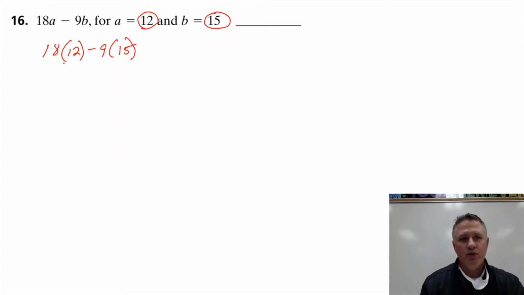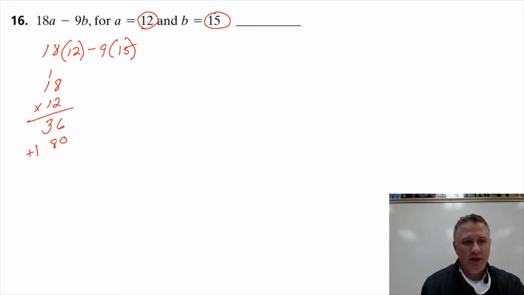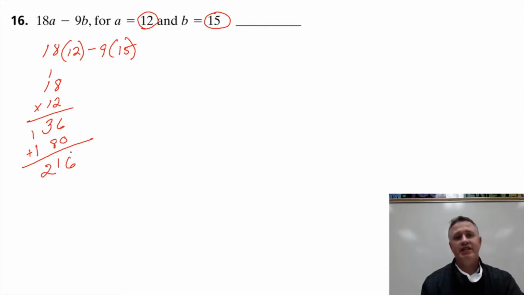So here, I have a little bit of work to do here. 18 times 12. I'm going to do that on the side. Line up my place values, 8 and 1. And there's a lot of ways to do this, but I like to do it old school. And 18 times 12 is 216.